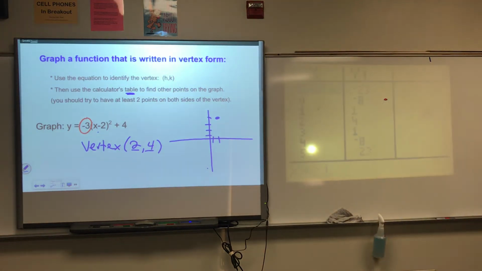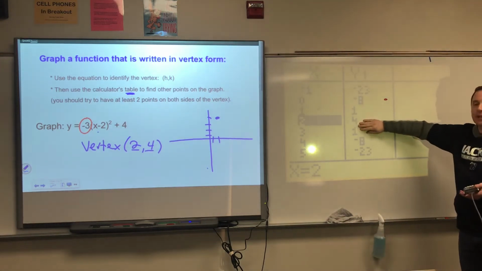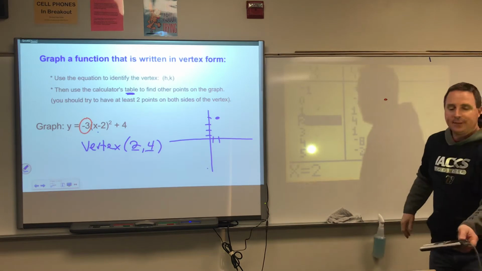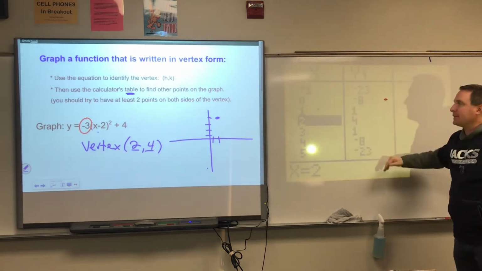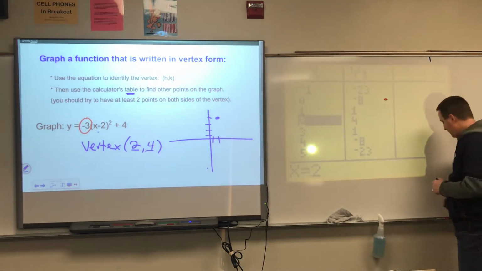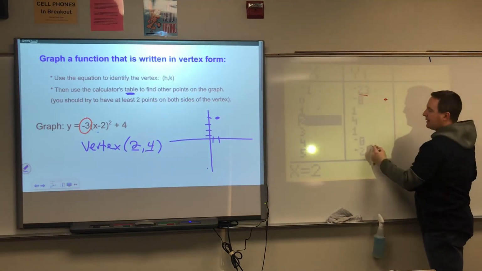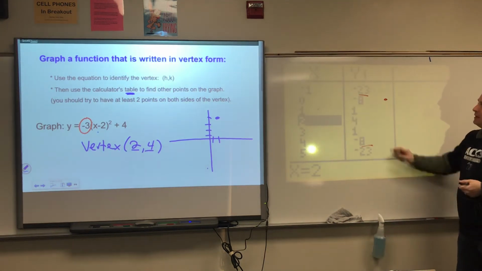If I go second graph and go to my table, if the vertex is a nice number, which it will be most of the time here, I like putting the vertex kind of right in the middle of my screen. And then I try to find a couple points above it and a couple points below it. And like we said before, we typically go up to the numbers in between negative 10 and positive 10. Okay, but there's a couple of them.